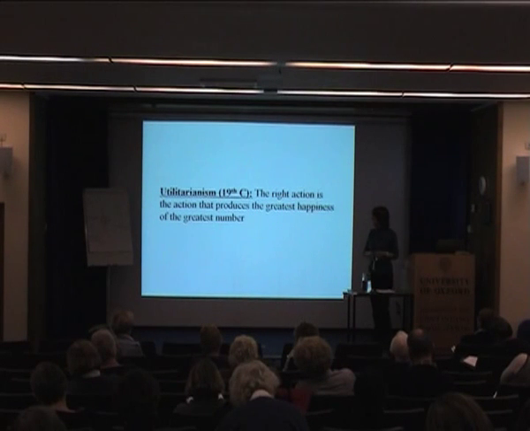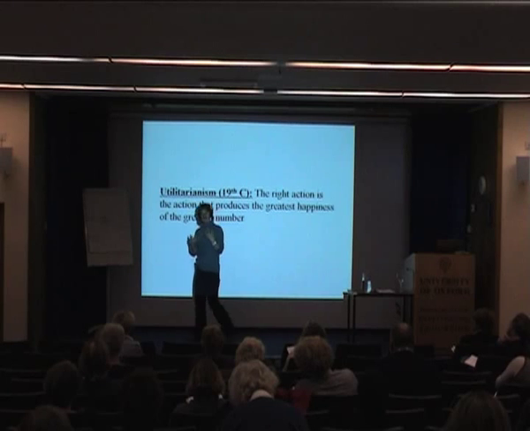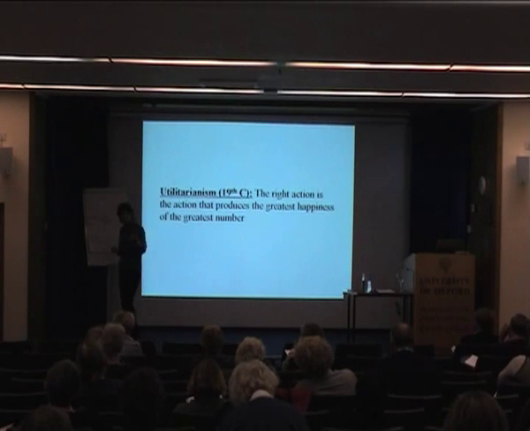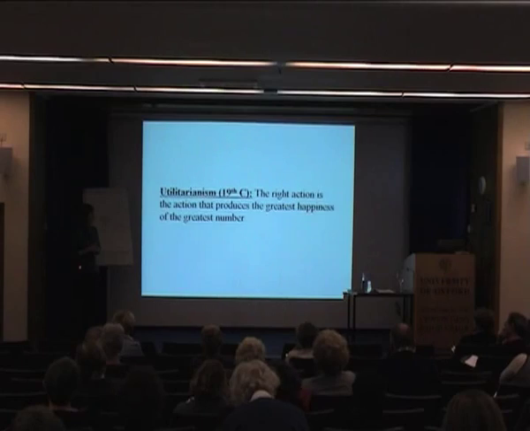Problems for utilitarianism. One of the difficulties for utilitarianism is that it says that the action that produces the greatest happiness to the greatest number is the right action. But there seem to be some very clear counterexamples to this. For example, genocide. It looks as if utilitarianism could justify genocide.